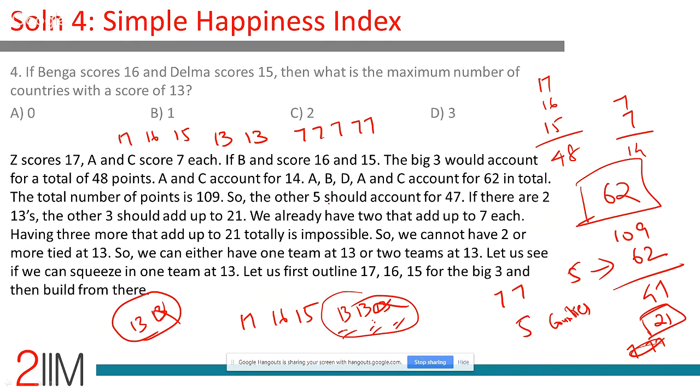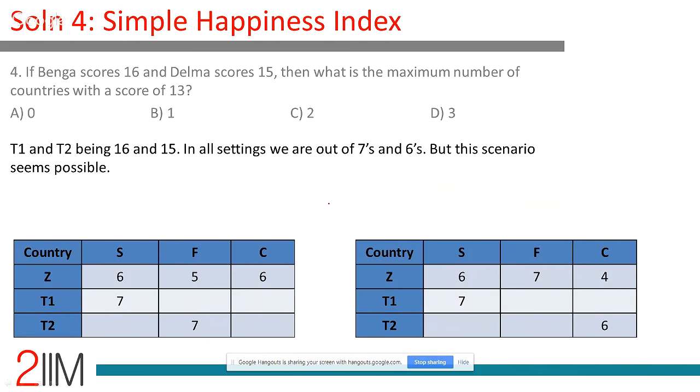Effectively saying, can we have 17, 16, 15 and then a 13 in the mix? We can find one country with 13. Maximum number of countries with a score of 13 is 1. If we cannot squeeze in even one country, then we just say that. Not possible. 0 is the answer. And so we're starting with 2 grids, 17, 16, 15. Could be 6, 5, 6 or 6, 7, 4 for Zuma.